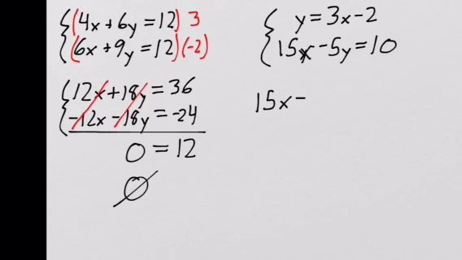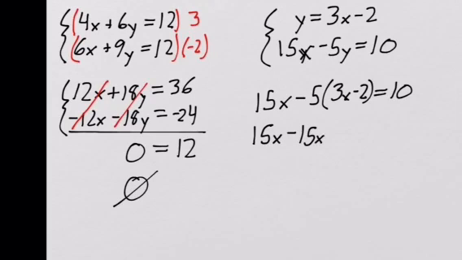So 15x minus 5 times 3x minus 2 equals 10. Distributing the minus 5, I get 15x minus 15x plus 10 equals 10. 15x and minus 15x cancel out, and I'm left with 10 equals 10.